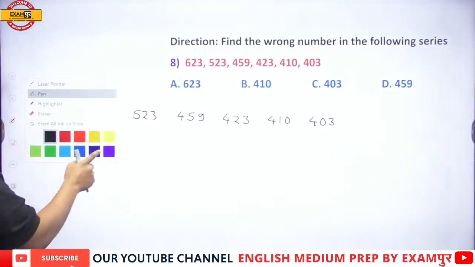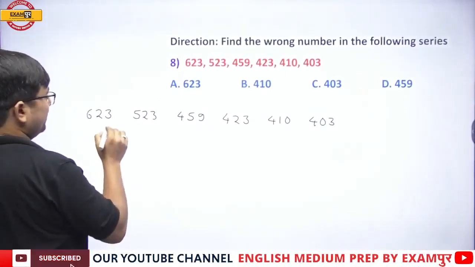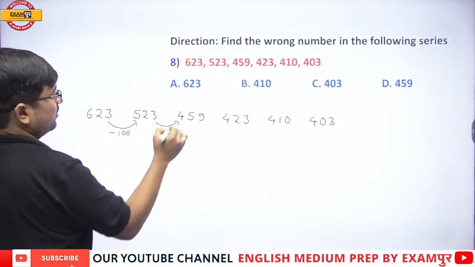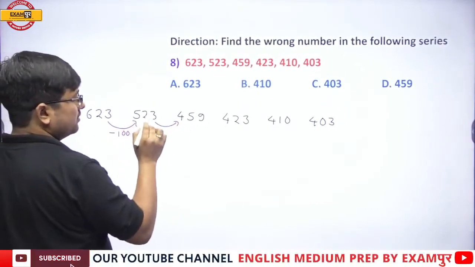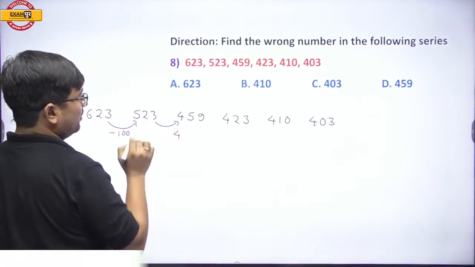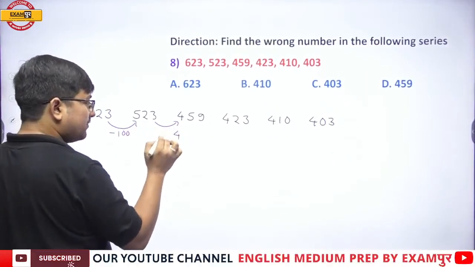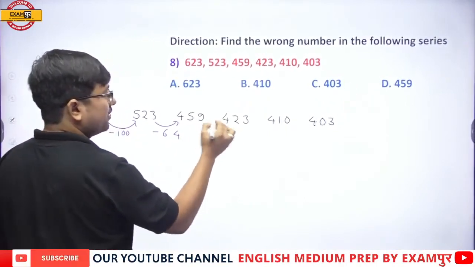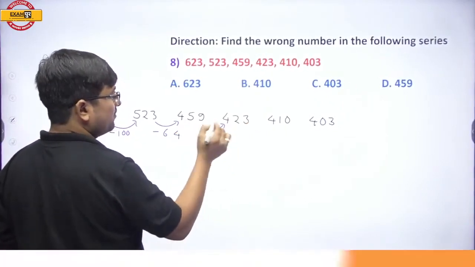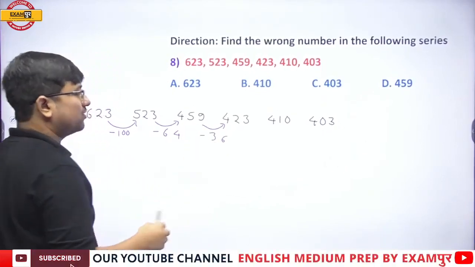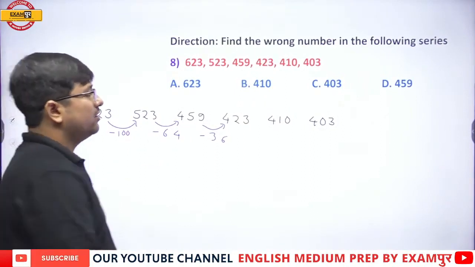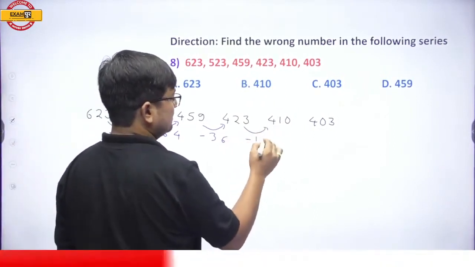Now, what is happening over here? Here, if you see, minus 100 is going on. Here, what is going on? See, 13 minus 9 is 4. And now this is 51 minus 45, 64. So now you are able to understand what is going on here. 9 minus 3 is 6. And 45 minus 42 is 36. So, totally it is this. So 10 square, 8 square, 6 square, now 4 square, 16.